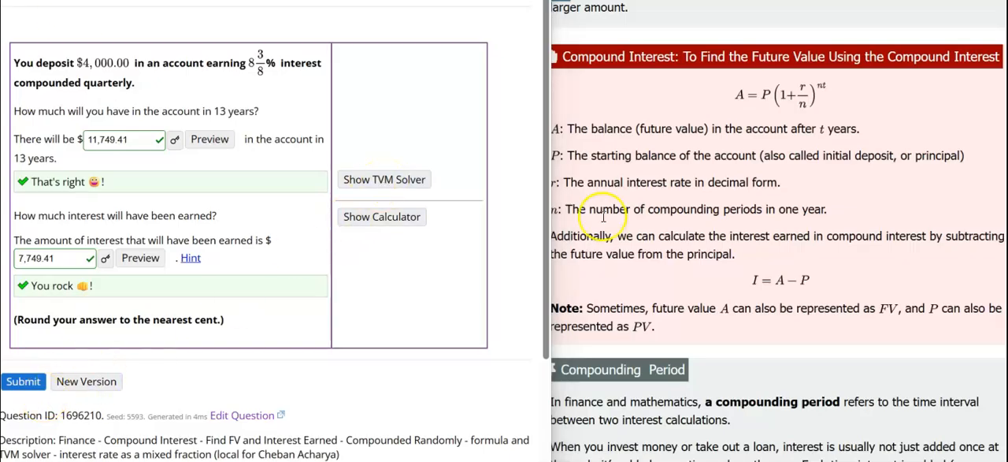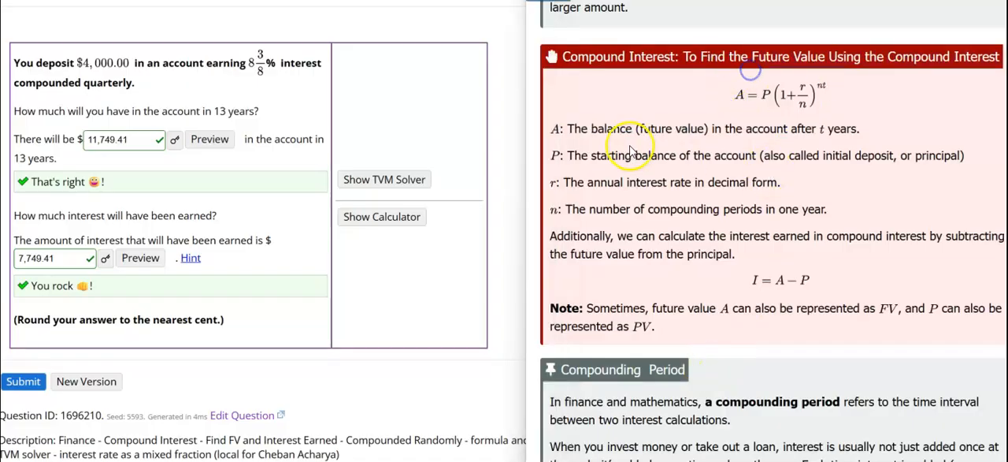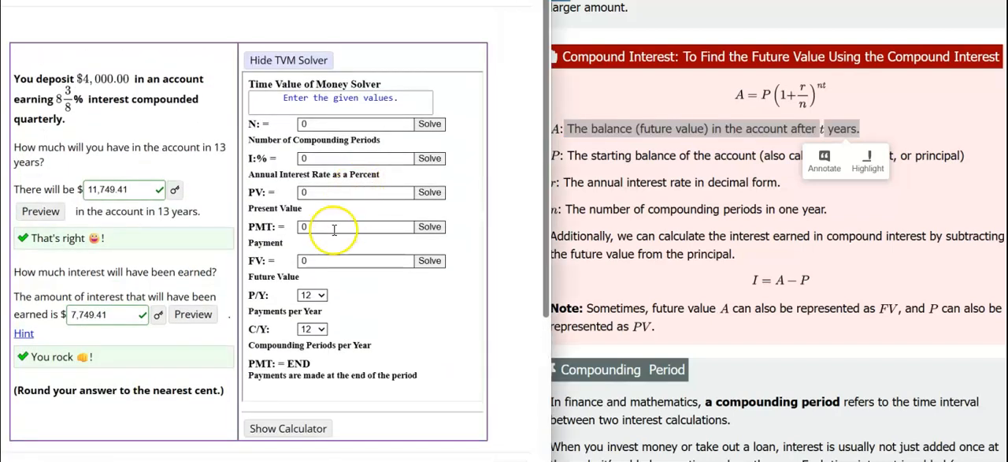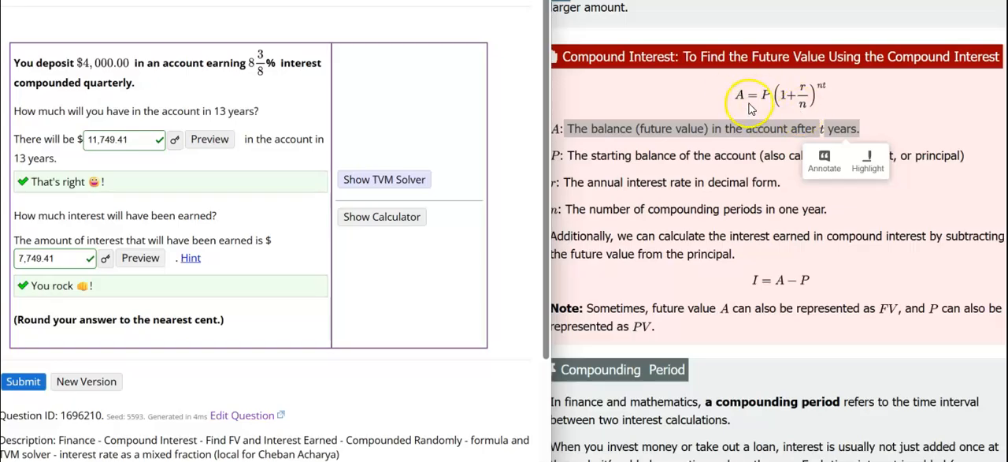Now I'm going to do the same questions using the formula. This is the formula here, the formula for the future value, or FV. Remember that in the TVM solver we found FV by solving using the TVM solver. But here we can use the formula also to find the future value A, which is the same as FV. Notice that A can also be represented as FV. So what's the formula? Remember the formula is this: P multiplied by parenthesis 1 plus r divided by n, parenthesis, to the power n times t.